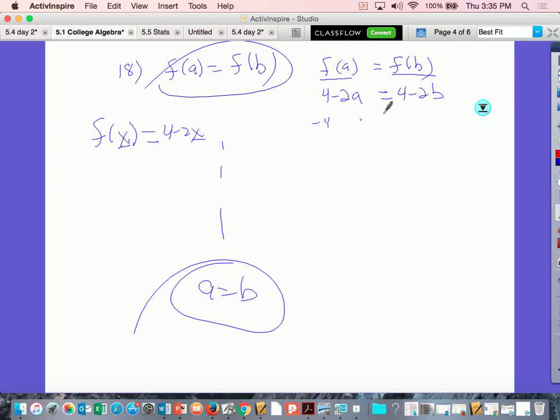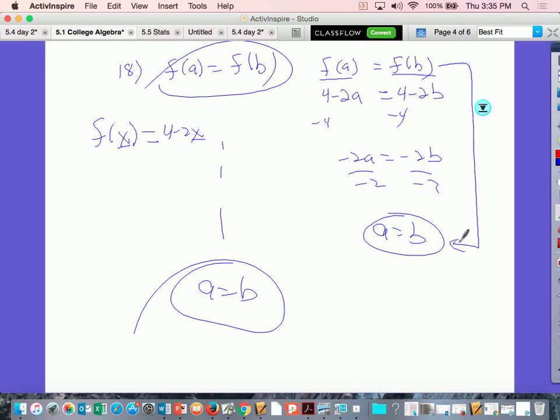So I'm going to subtract 4 and divide by -2, and I got A equal to B. So if this is true, this has to be true. There is no counterexample for it. Okay, so that's the algebra behind showing that a function is 1 to 1.